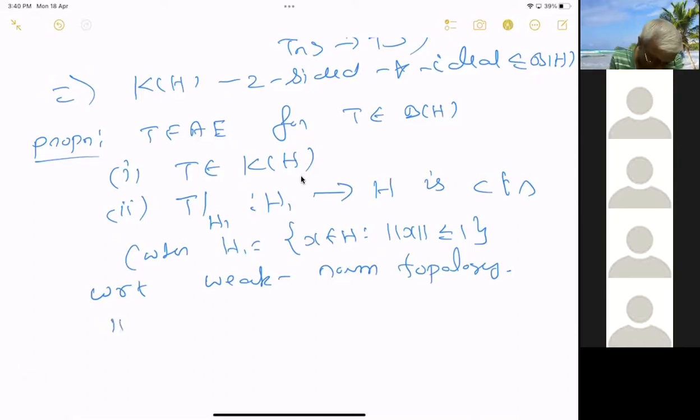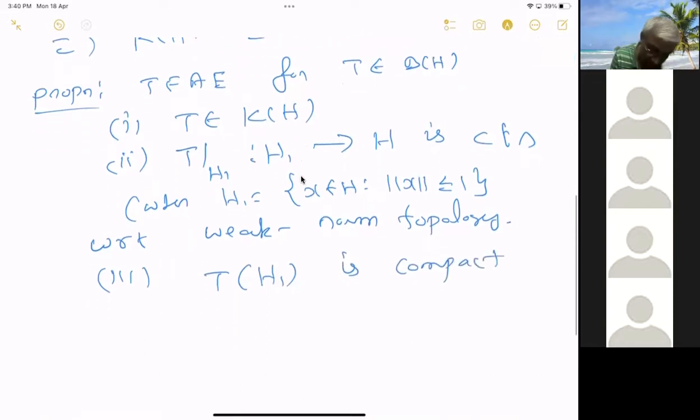So the third thing is, this is equivalent to saying T of H1 is compact. Okay, is compact, right? So that is also equivalent to saying that T of H1 is relatively compact. I don't want to write that. So this is also equivalent to saying, but then the unit ball, see, I have given an assignment.